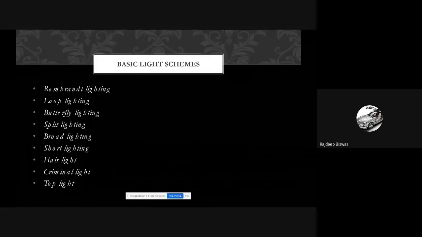Some hardcore discussions we can always refer to our internet search engines. However, the internet has a plethora of information, so let me just cut it down to the basic. These are the different light schemes that we encourage you to know, because you can only break the rule once you know the rule. So learn it like a scholar, break it like an artist.